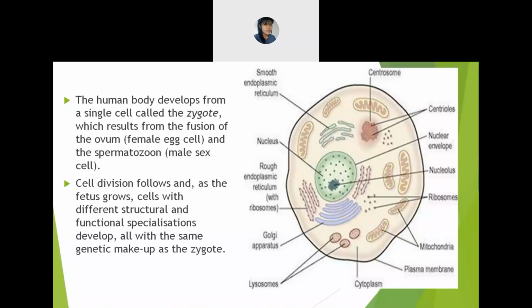We have already discussed this in the reproductive system part. The zygote is formed by the ovum, which is found in the female egg cell, and the spermatozoon, which is found in the male sex cell. If these two meet together, the ovum and the spermatozoon, they form a zygote. And this is a single cell. Is it clear, everyone? The first point.